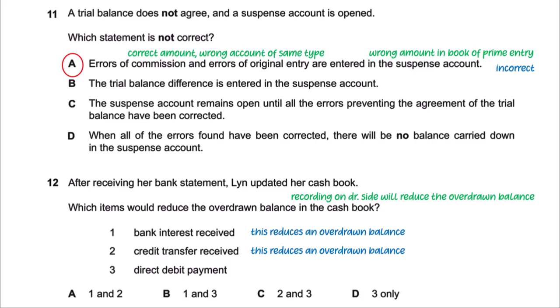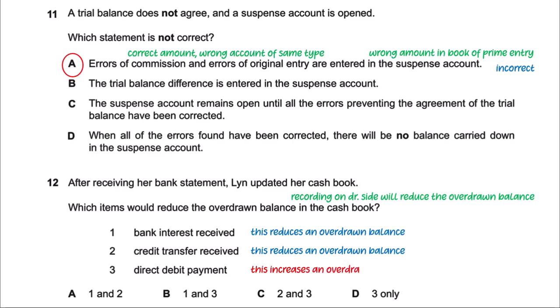Okay. Then in number 3, it is written direct debit payment. This means the bank has made a payment on our behalf as per standing order. Perhaps it has paid a utility bill. This means the bank account will decrease, and as a result, it will increase the overdrawn amount.